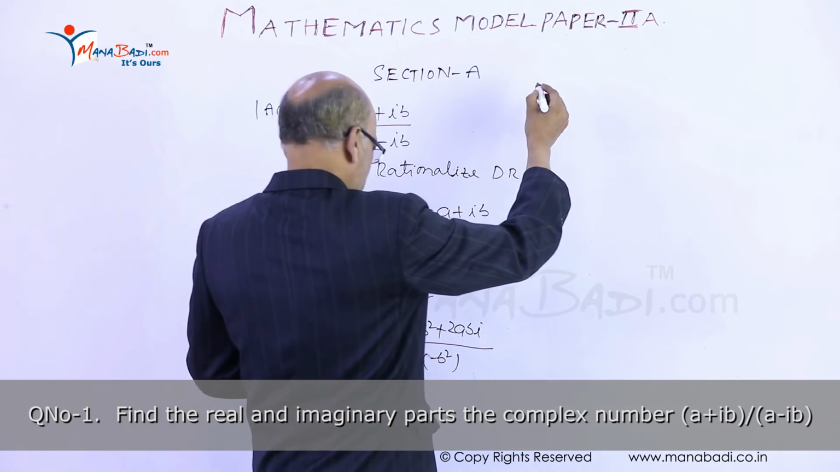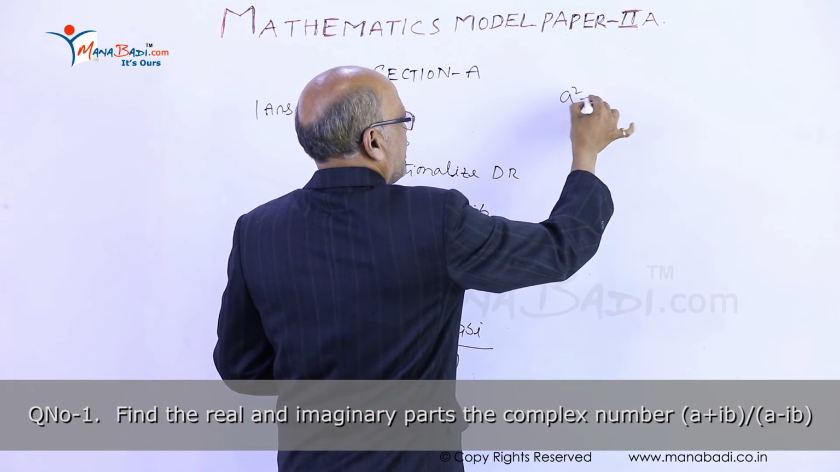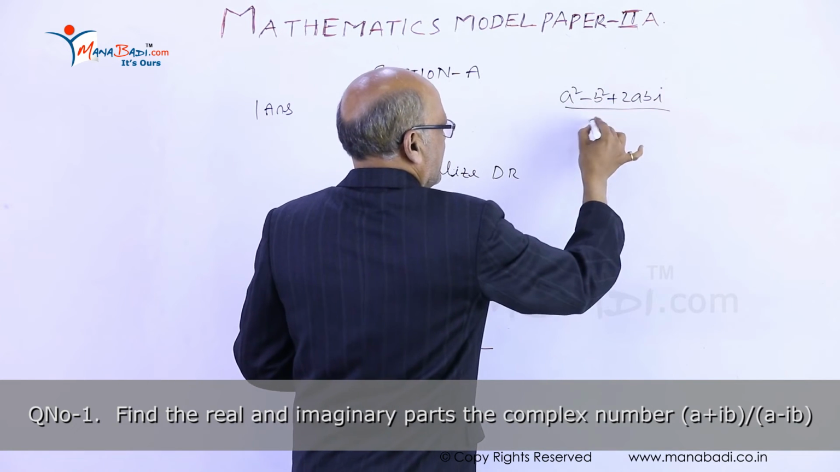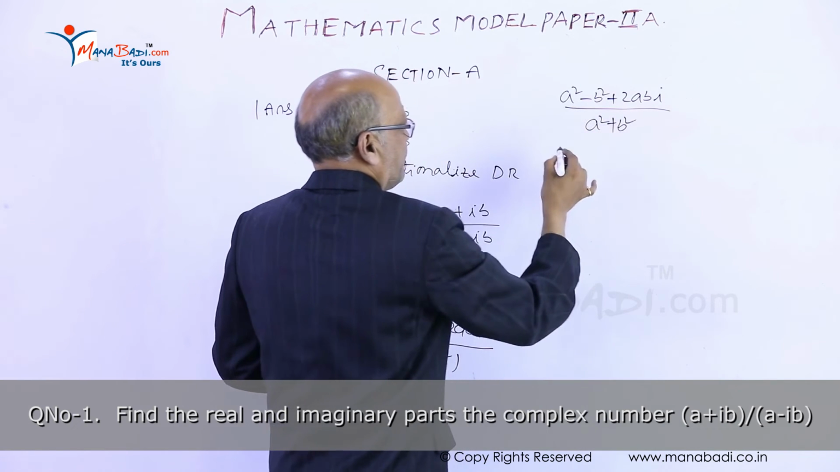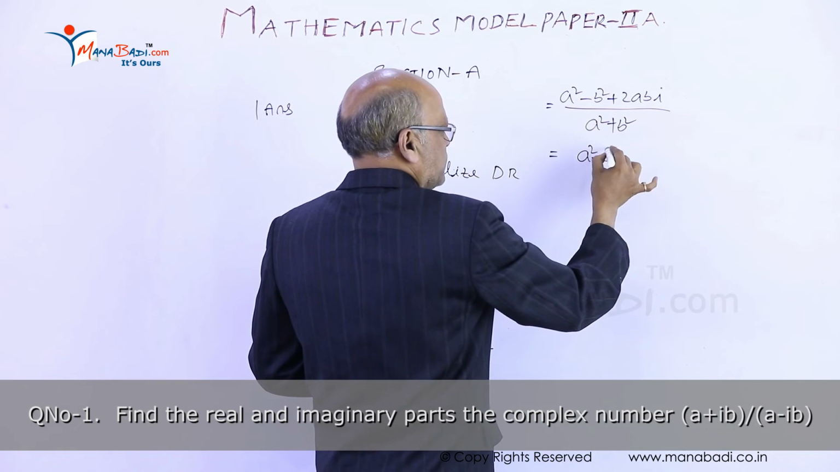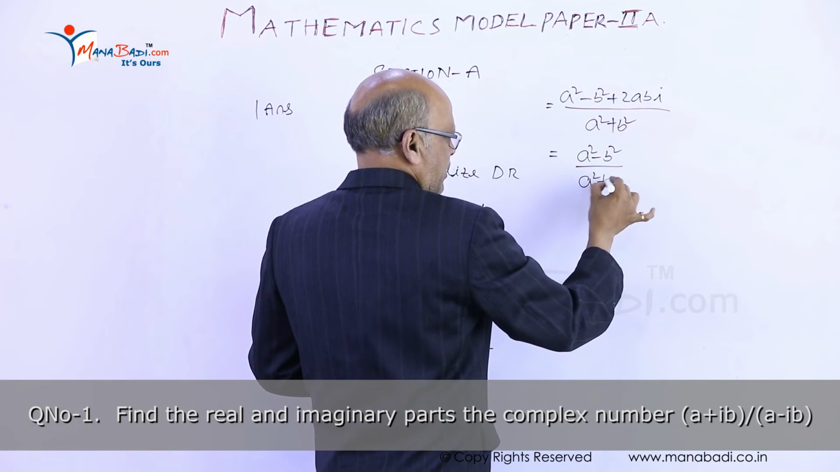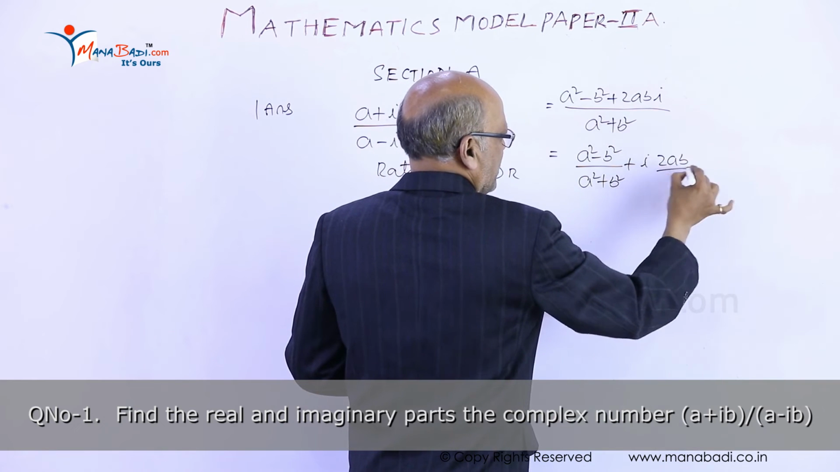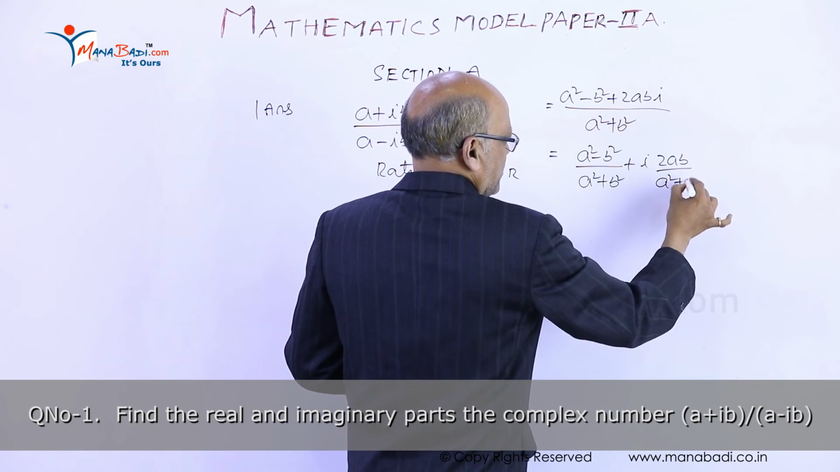So now I can write that the numerator is a square minus b square plus 2abi, divided by a square plus b square. Now separating the parts, the real part is (a square minus b square) by (a square plus b square), plus i into 2ab by (a square plus b square).